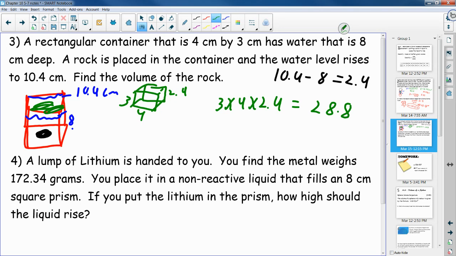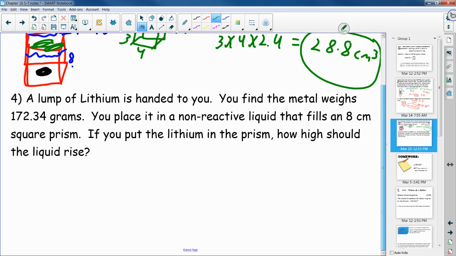And when I do that, my volume comes out to be 28.8 centimeters cubed, right? Because it's a volume. So that would be the volume of my rock. Do I know what shape it is? No, but I know that it'll contain at least that much volume.